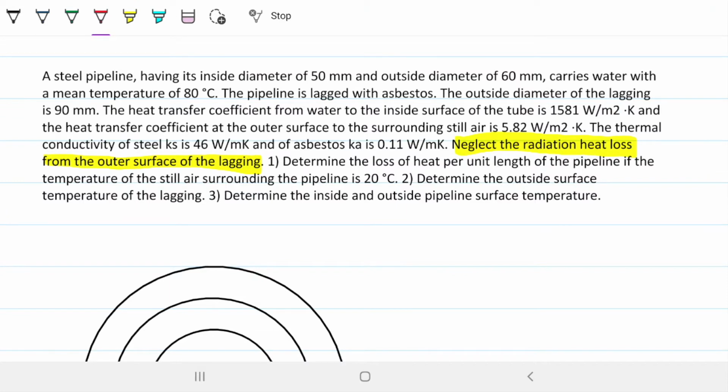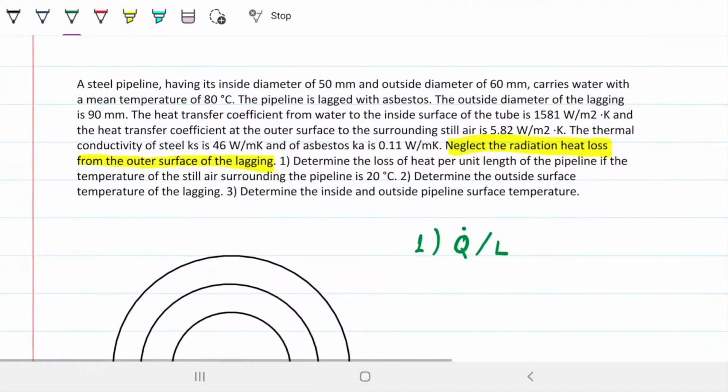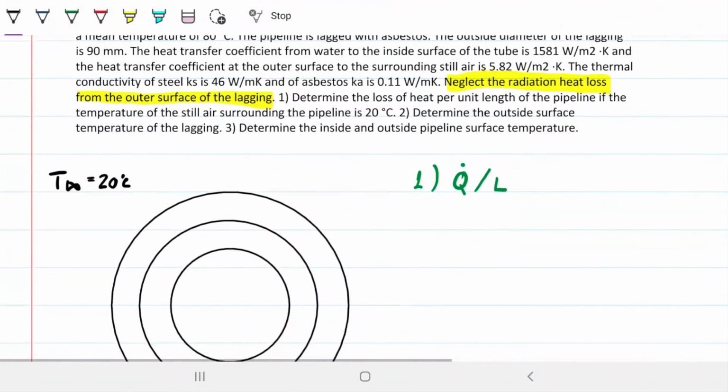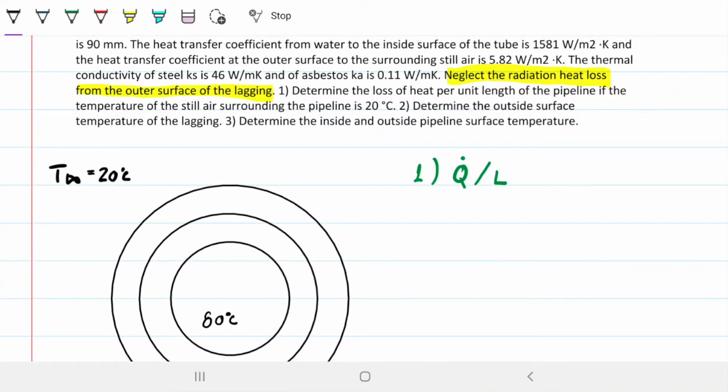We're asked to find, on part one, what is the heat loss per unit length. We're looking for Q dot, right? Rate of heat, and per unit length, so per meter or per L, L being the length of this pipe. We know the temperature of the outside is 20, so T infinity is 20 Celsius, and the inside that's carrying the hot water is 80 degrees Celsius. So this is what we have. Therefore we know from the get-go that my heat is going to be flowing from inside out.